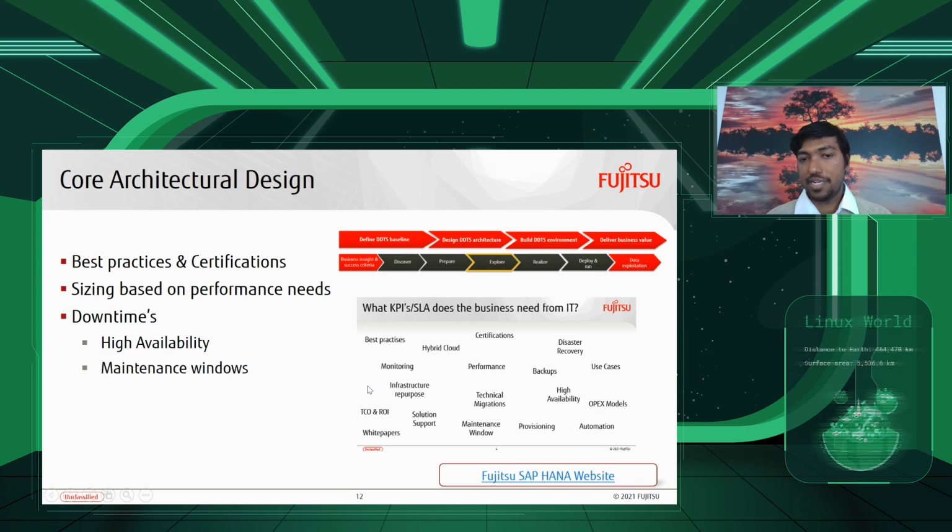And once you have the data that you need, the next step, of course, is to build the core architectural design. Now, we spoke about the KPIs and SLAs in a previous slide here, and we talked about various KPIs. I won't be able to talk about how the architectural design is impacted on each one of those points, so I'm going to touch upon just three: best practice and certifications, sizing on performance needs, SAPs, and downtime, be it planned or unplanned downtimes.